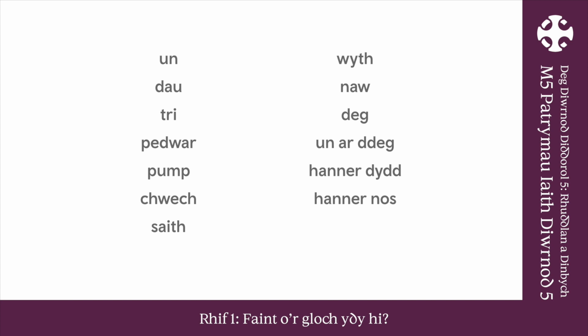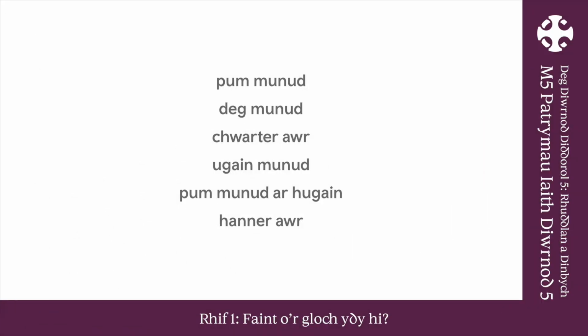The important numbers are 1, 2, 3, 4, 5, 6, 7, 8, 9, 10, 11, hanner dydd, hanner nos. 5 munud, 10 munud, chwarter awr, 20 munud, 5 munud ar 20, hanner awr. Past: wedi. To: i. I causes a mutation.